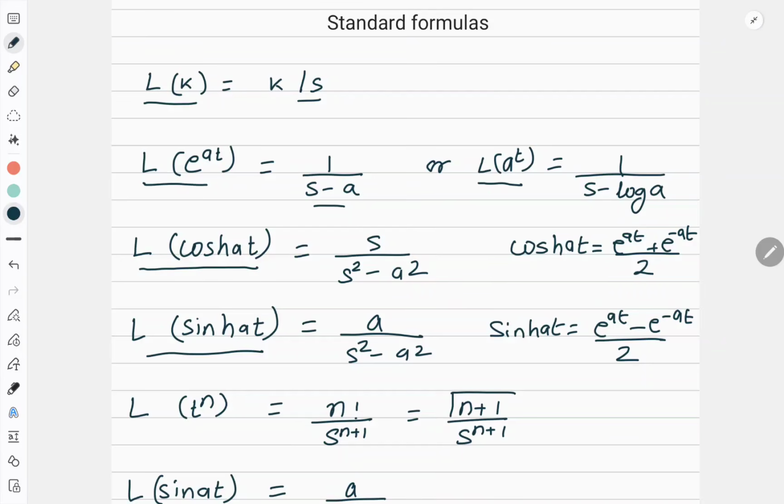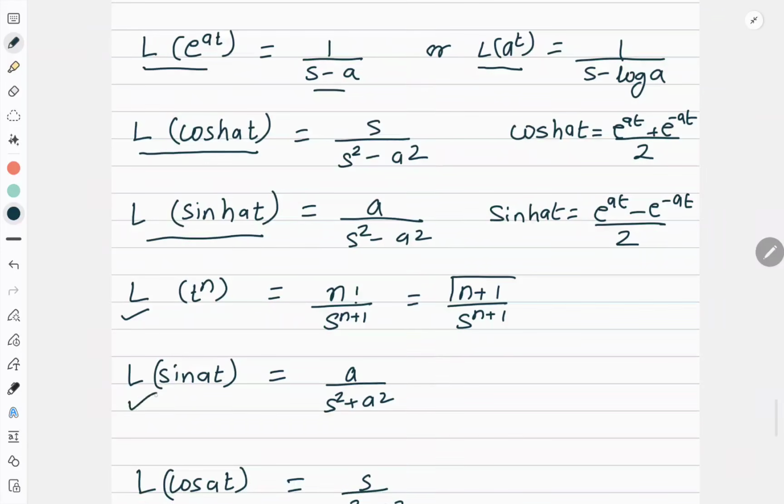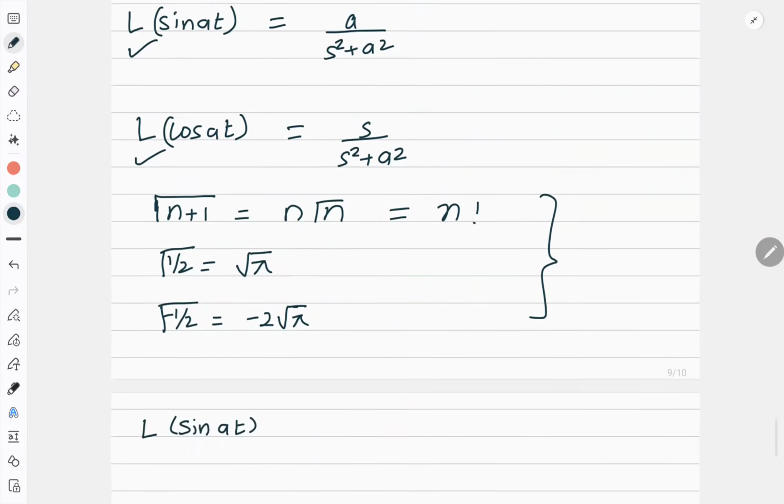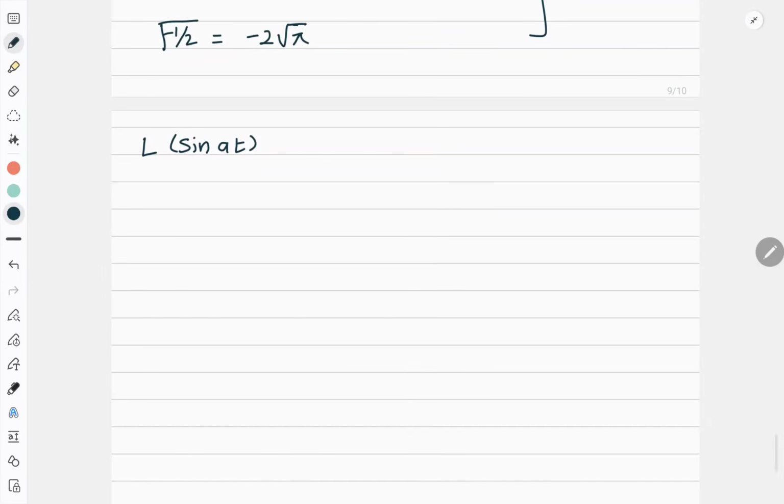Okay, now in this video we will learn how to derive the formulas for the Laplace transform of any polynomial, the Laplace transform of sine and the Laplace transform of cos. I will be using a few basic standard results which I will explain when I get to them. Okay, now let us start with the first one, Laplace of sin at.